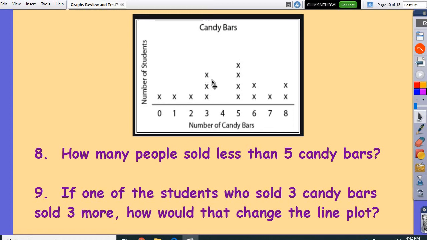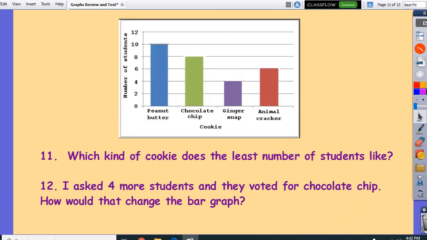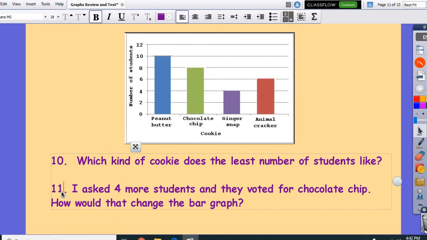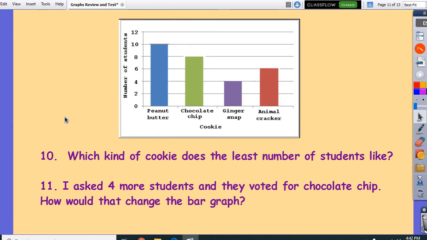If this person right here didn't sell 3, he really sold 3 and then 3 more. How would that change the line plot? How would it make it different? Number 10. We've got a bar graph now that we're going to look at. Which kind of cookie does the least number of students like?